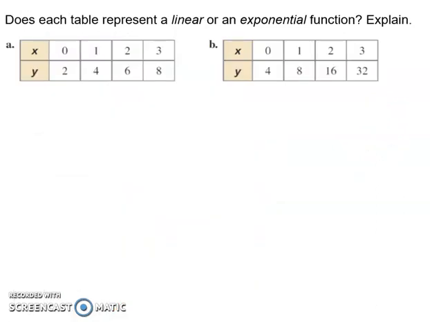Here we go. So now in this example, we're going to say, okay, does each table represent a linear or an exponential function? And please explain. So within this topic, we want to first look at our x values. Are those increasing at a constant rate? For a, we have 0, 1, 2, and 3. So yes, those are increasing at a constant rate. They're increasing by 1.